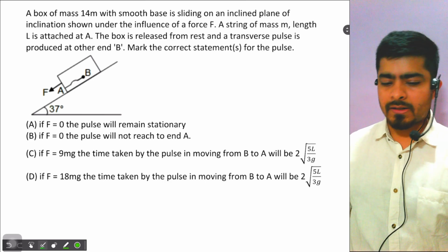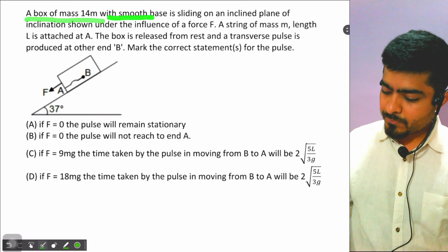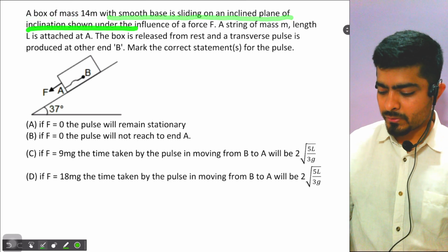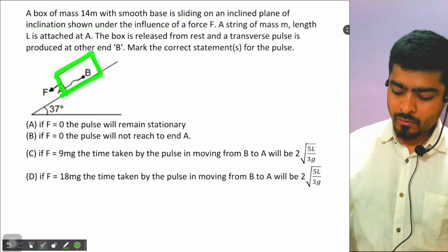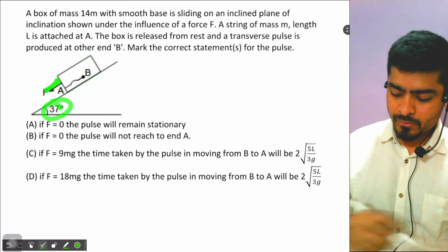Hello students, see this question now. A box of mass 14m, with a smooth base, is sliding on an inclined plane of inclination 37 degree, as shown, under the influence of force F. So we have a box over here, lying on an inclined plane of inclination 37 degree. A force F is being applied.